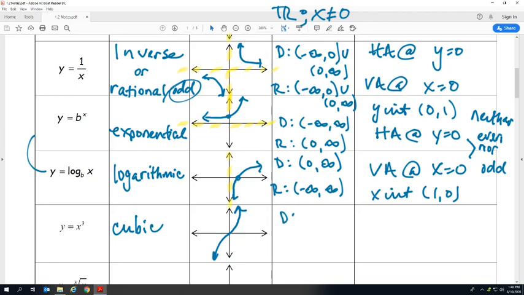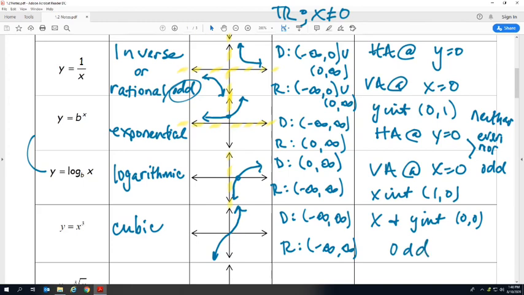Its domain is all real numbers, so negative infinity to infinity. The range is all real numbers, so negative infinity to infinity. It has an x and a y-intercept at 0, 0. And this one's considered odd because if you'll notice in diagonal quadrants, you have the same image. It reflects about the origin. Okay, let's do the next one.